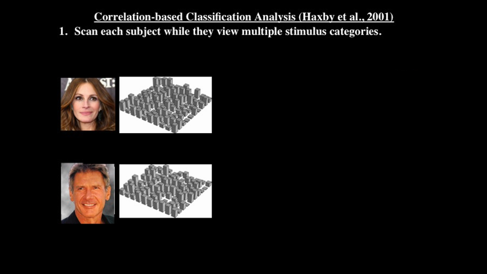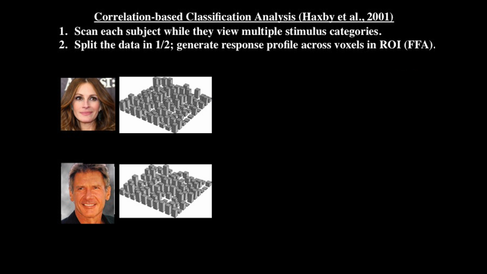Okay, so what you do is you scan subjects while they look at a bunch of categories. In this case, we'll have two. We'll have Julia Roberts and Harrison Ford. This is actually an experiment we did in my lab a bunch of years ago. Subjects went in the scanner and spent 2 hours being scanned on a block design, looking at just lots of different pictures of Julia and lots of different pictures of Harrison, a real party.